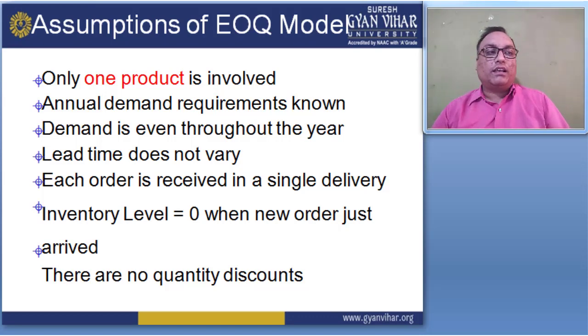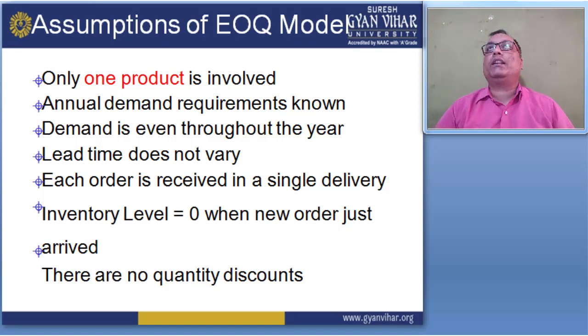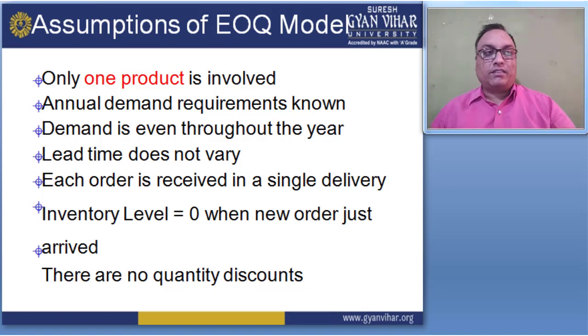Suppose some orders are very bulky: some goods are received and some goods are not received, and this is called a dependent item. So here only a single delivery system is used for the independent type of item. Inventory level is 0 when a new order has just arrived, and there is no quantity discount given to the customer in this case. Then we move to the next slide.